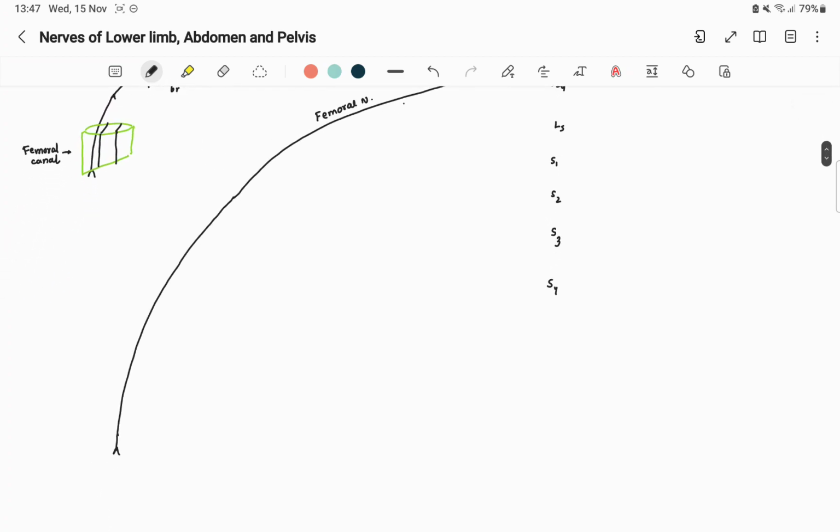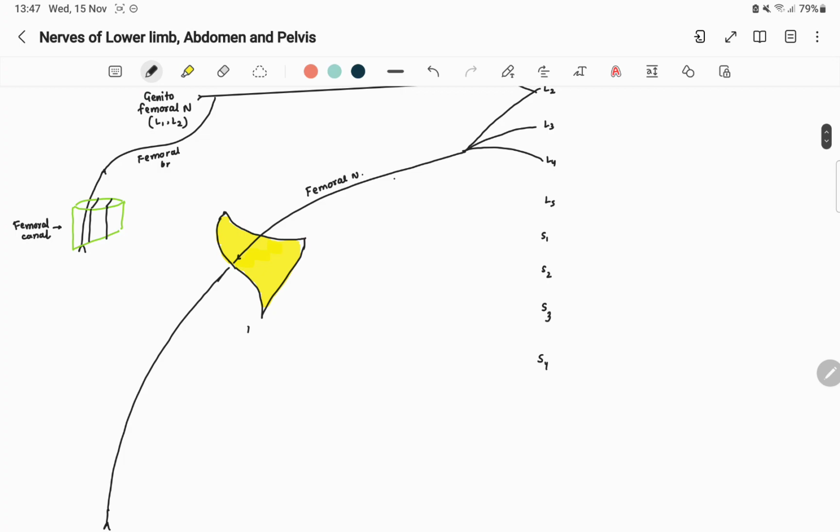So the femoral nerve, another thing which I want to remark, let's take this one. We have something like this. Can you identify what this is? It is the femoral canal. So the femoral nerve passes inside the femoral canal. So it is the content of your femoral canal.